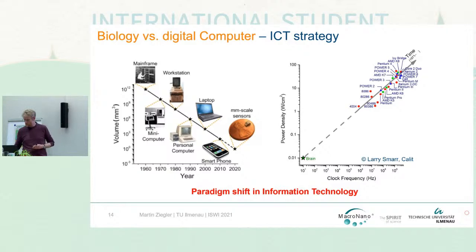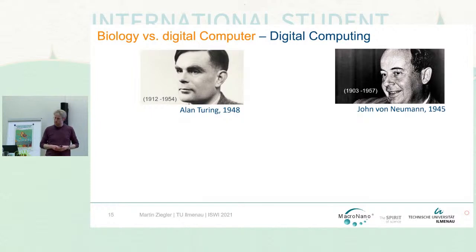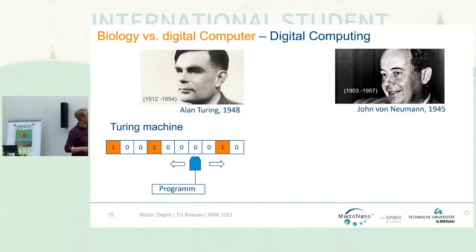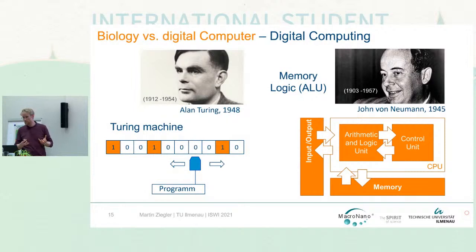So now let's start with a computer, how this works. When we talk about a computer and its basic principle, these two guys, I think, have to be mentioned. The guy here on the left-hand side is Alan Turing. He created the Turing machine, a serial arithmetic logic with a tape. And the guy on the right-hand side is John von Neumann, and he created the architecture of a computer in principle. This is the famous von Neumann architecture.